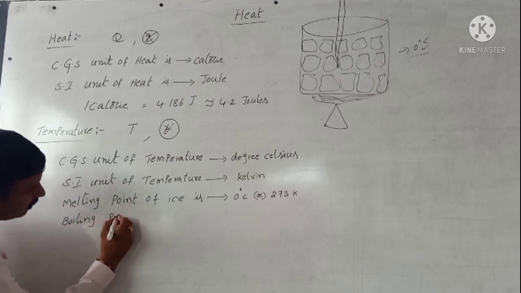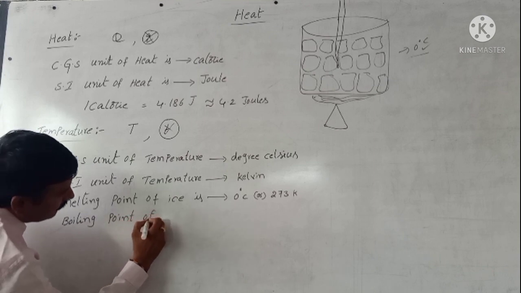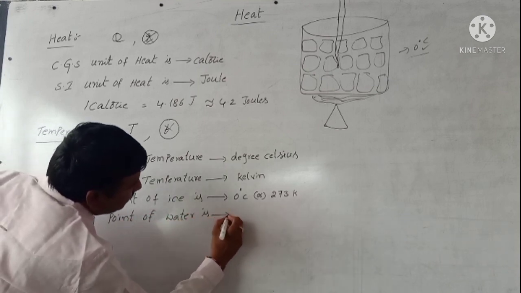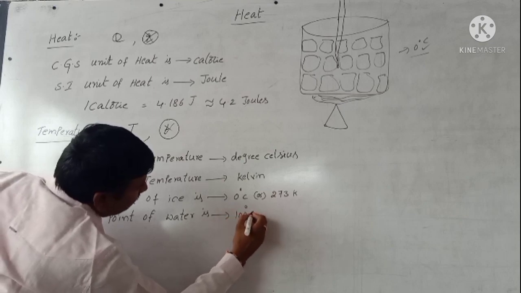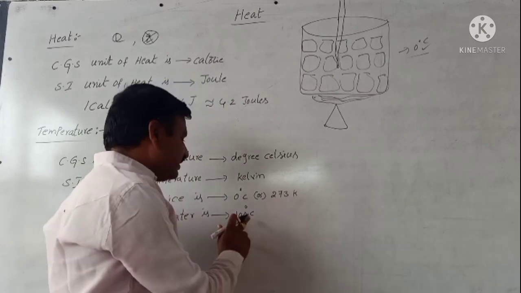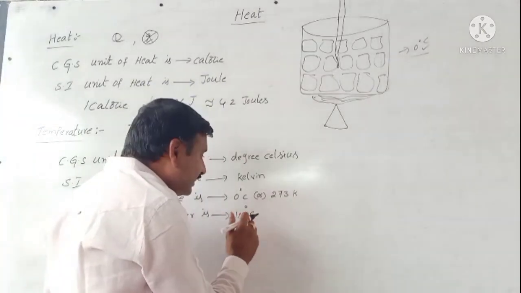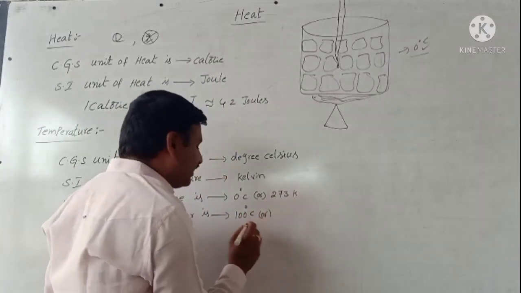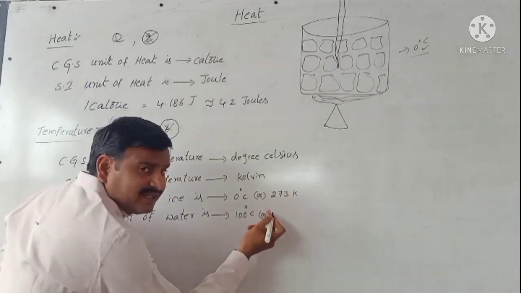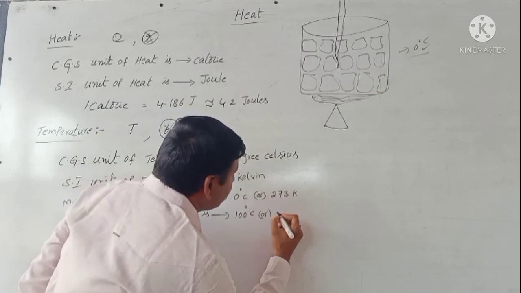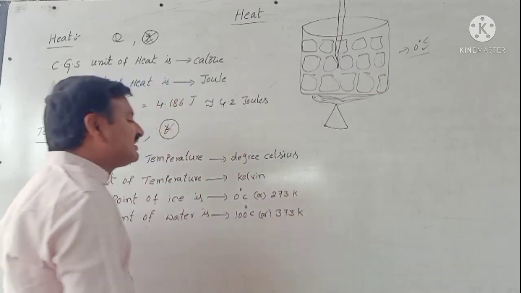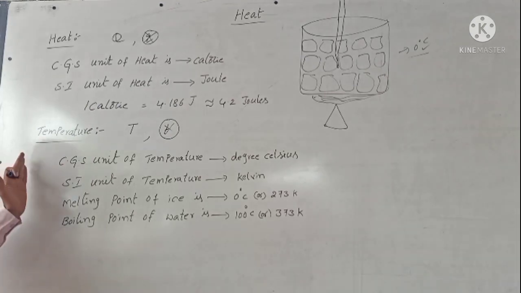Boiling point of water is 100 degrees Celsius. 100 degrees Celsius converted into the Kelvin scale. You know that Kelvin scale means addition of 273. 100 plus 273 equals 373 Kelvin.